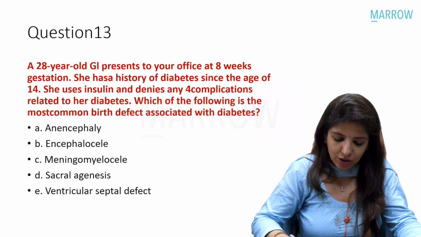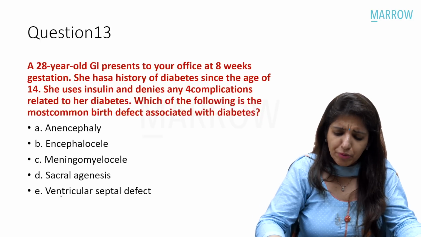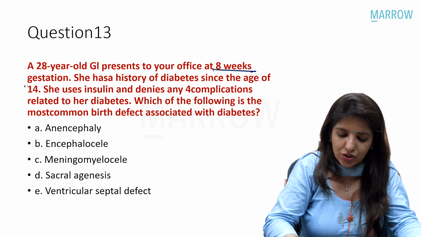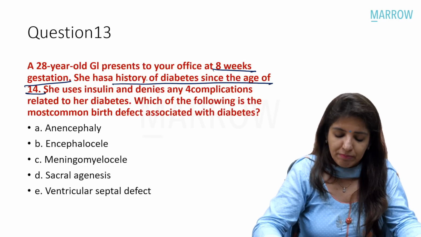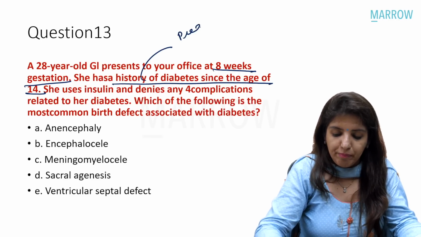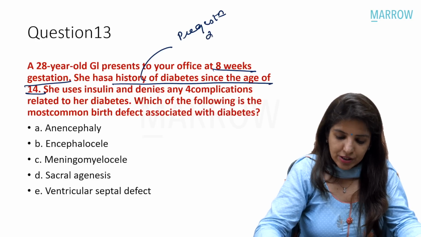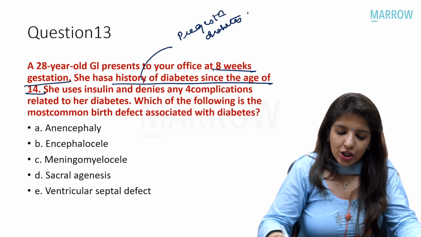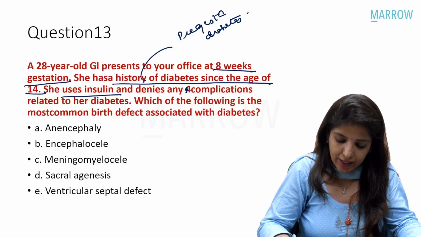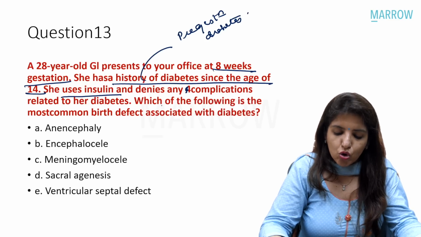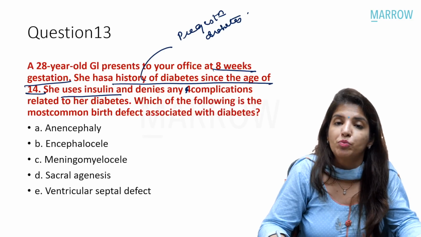A 28-year-old G1 presents to your office at 8 weeks gestation. She has history of diabetes since the age of 14. That means she's a case of pre-gestational diabetes, right? She uses insulin and denies any complications related to her pregnancy. Which of the following is the most common birth defect associated with diabetes?